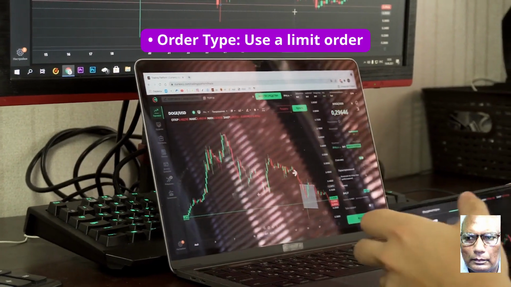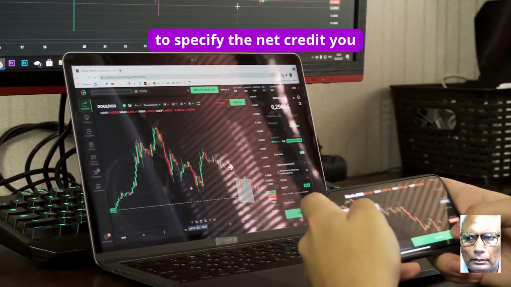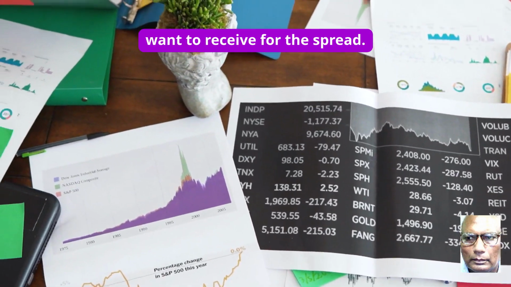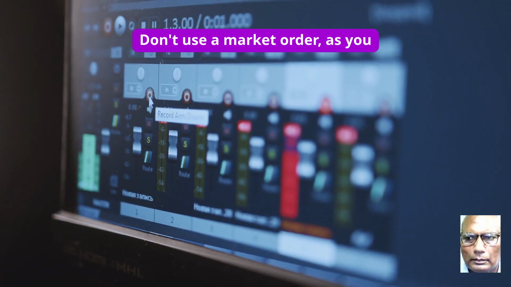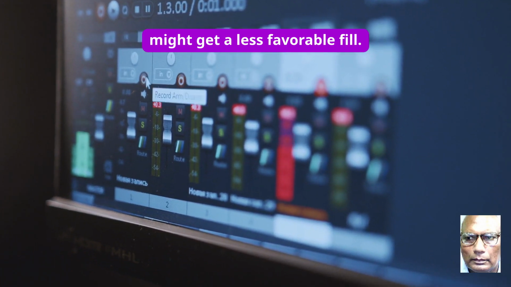Order type. Use a limit order to specify the net credit you want to receive for the spread. Don't use a market order, as you might get a less favorable fill.